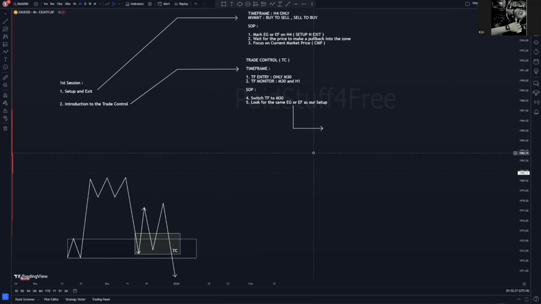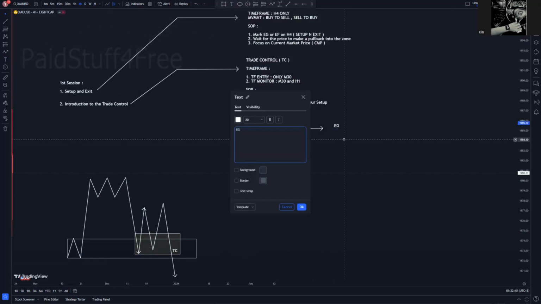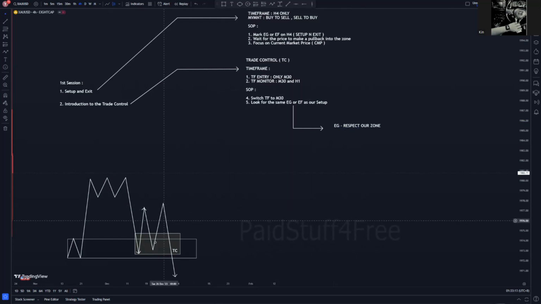All right. So how do we know? We need to look at the current market price. If inside the current market price the price created an ED, and of course this ED needs to be the same as our setup, when the price created an engulfing at the current market price, it shows us that the price is going to respect our zone. So which zone are we talking about right now? Of course, this buy zone.